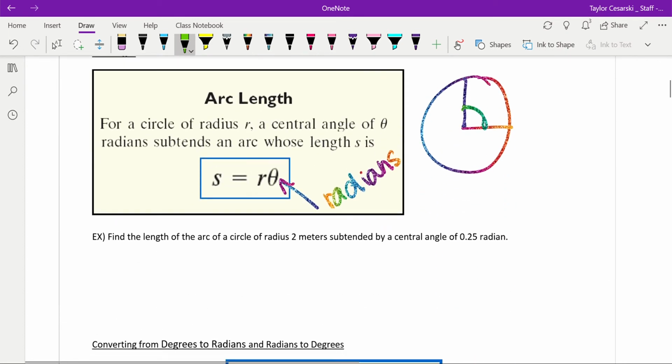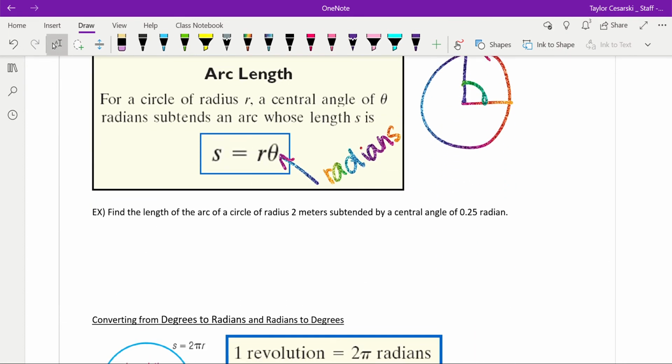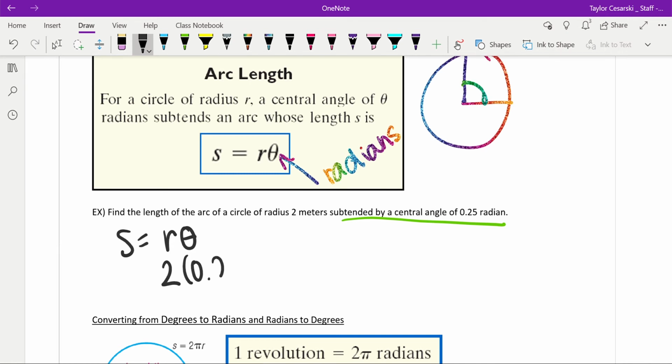Find the length of an arc of a circle with radius 2 meters, subtended by a central angle of 0.25. So we have our formula, S equals R times theta. My radius is 2, so I'm going to plug that in, and my central angle is 0.25. All I have to do is a little bit of algebra here. 2 times 0.25 equals 1/2.